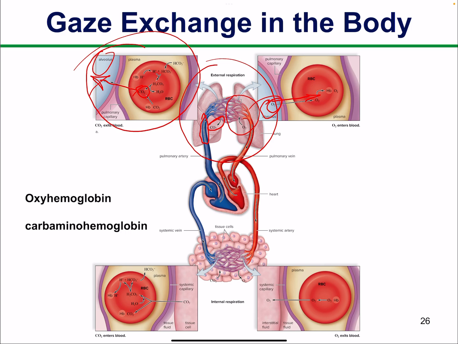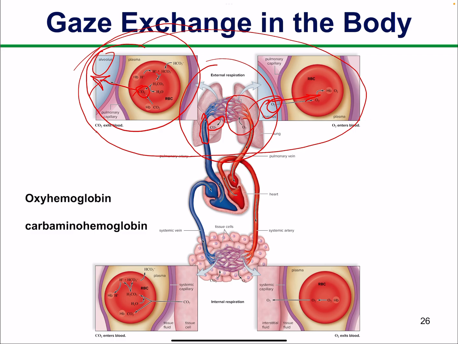There, oxygen is going to attach to hemoglobin, and hemoglobin will now be loaded with oxygen. We call this oxyhemoglobin, and now the blood is going to be bright red. Okay? So this is how exchange of gas is happening at the lungs level.